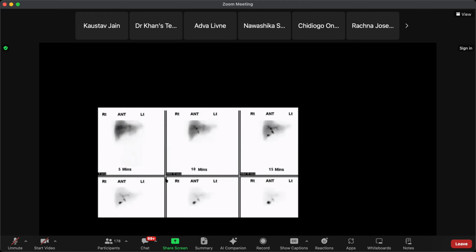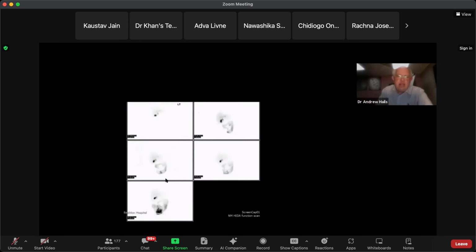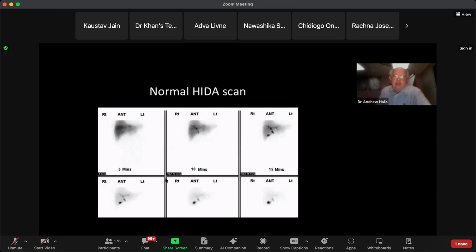This one demonstrates that on the first image after 5 minutes, there's tracer uptake in the liver, which gets progressively less, and then there's tracer in the biliary tree, and then on the most delayed images, it's mostly within the gallbladder itself. That's right, and these are the later images, which just show it's gone through to the small bowel. So that's a normal HIDA scan. Normal HIDA scan, there we are.